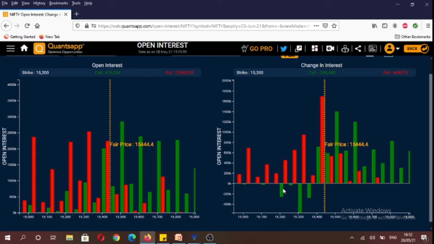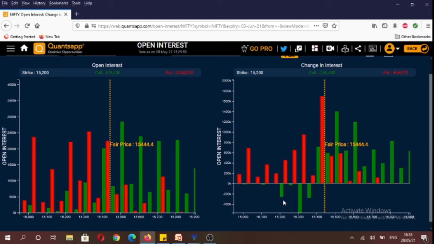And you will also observe that we saw open interest reduce in 15,200 call strike, 15,300, as well as 15,350 call strike. So this tells us that call option buyers booked their profits as these strikes became in the money, and call option writers booked their losses because these strikes became in the money.